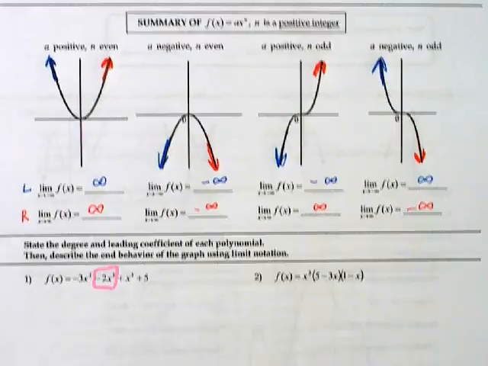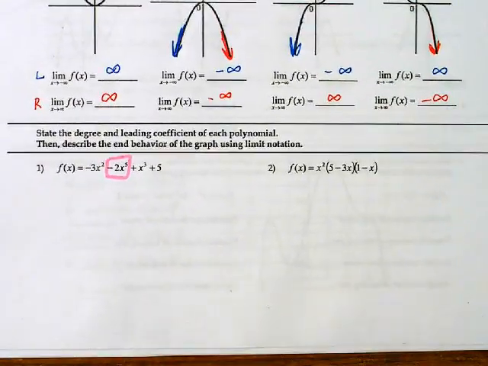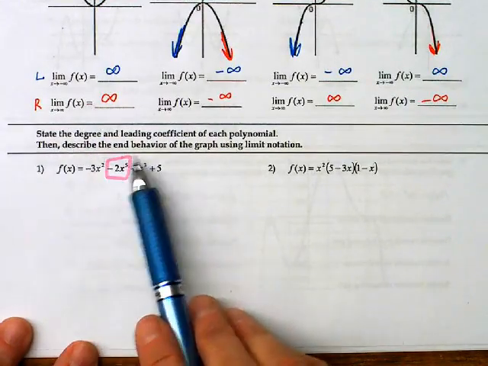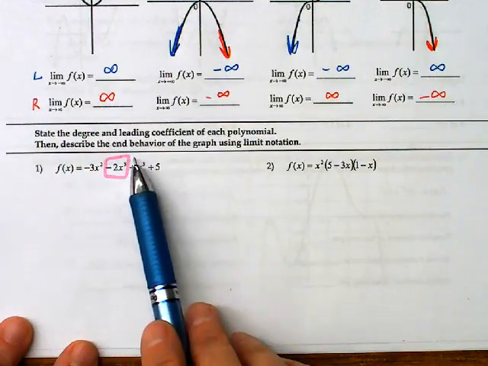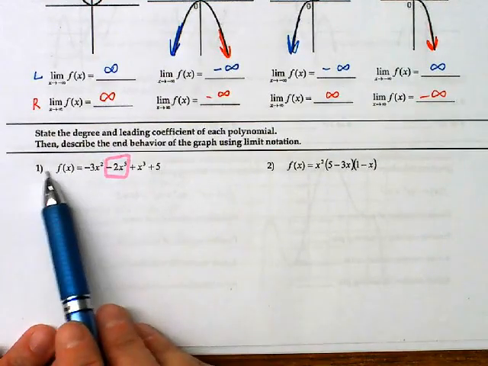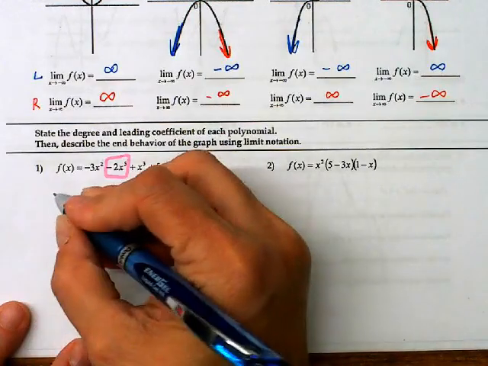So we're going to extend this not just to power functions, but really let's remember that the end behavior is determined by the leading term, even if there are extra terms floating around in that polynomial. So for something like number 1, let's do a couple things here. We're going to state the degree and leading coefficient of each polynomial, and then we will describe the end behavior using that limit notation. As we look through here at number 1, yeah, that right there is my leading term.